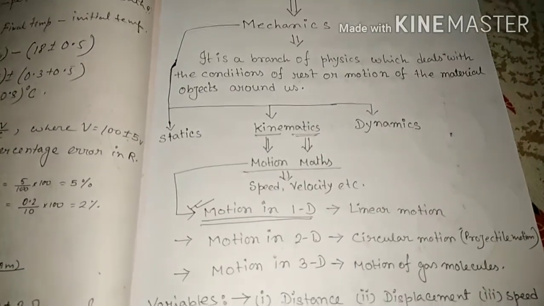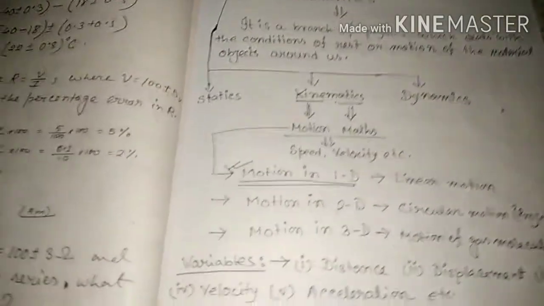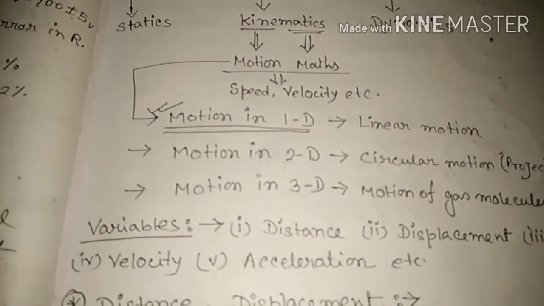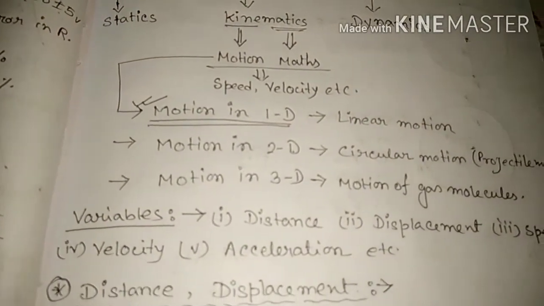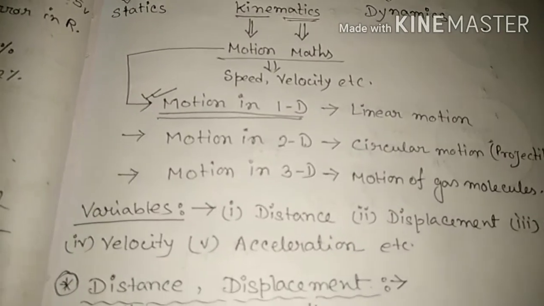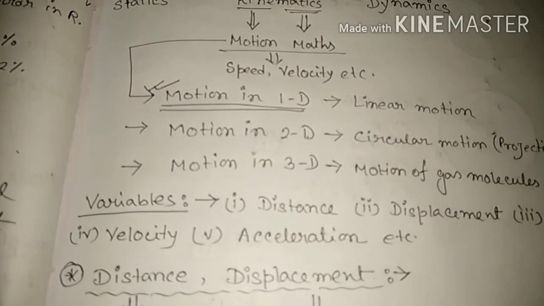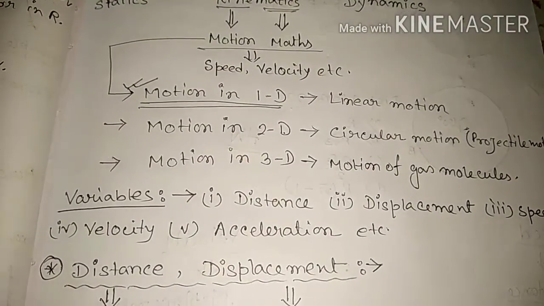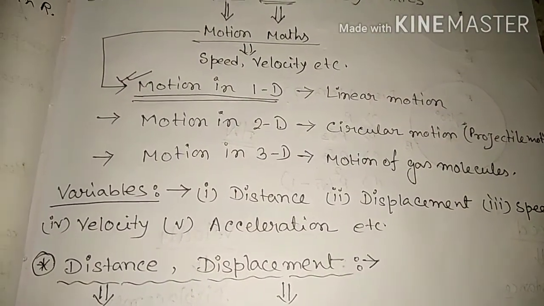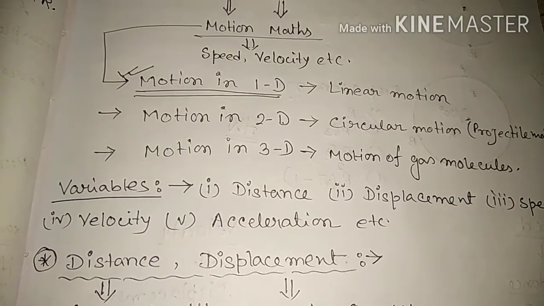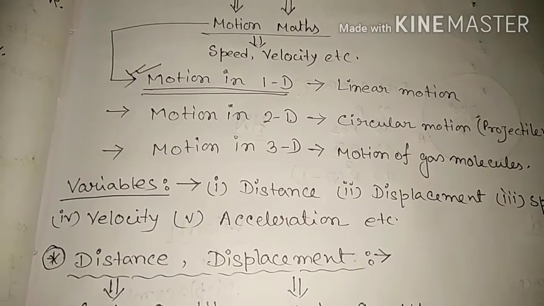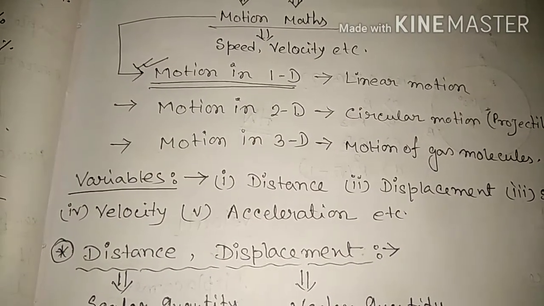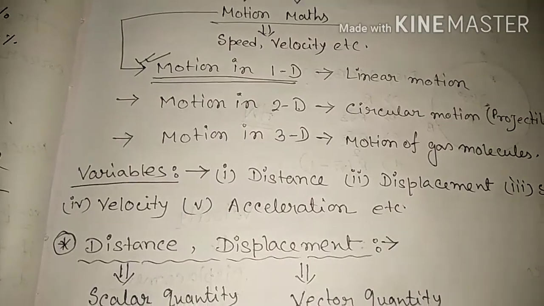Straight line means linear motion or rectilinear motion. That type of motion is called motion in one dimension. Motion in two dimensions, projectile motion, we study in the next chapter, motion in a plane. And motion in 3D, three dimensions, you studied in chemistry, the motion of gas molecules, because gas molecules move randomly inside the medium. So the motion of gas molecules is a motion in three dimensions.